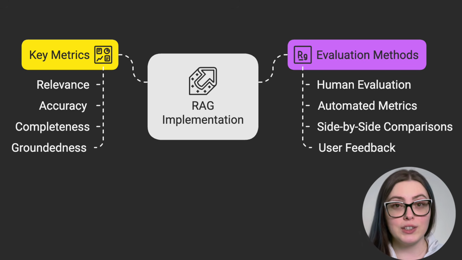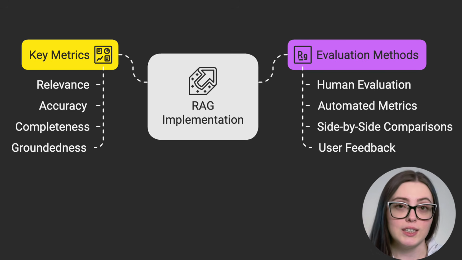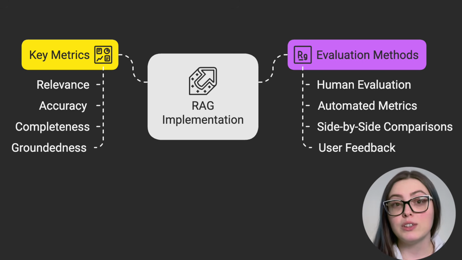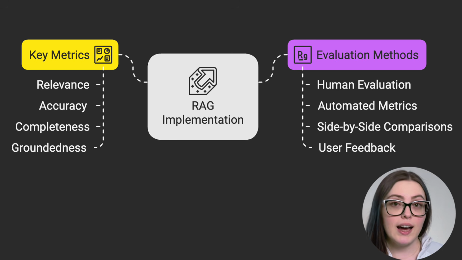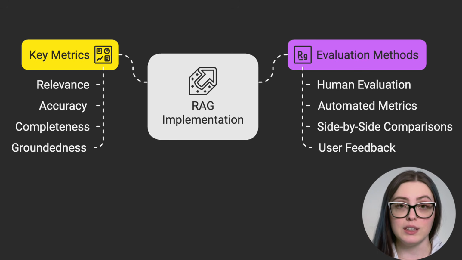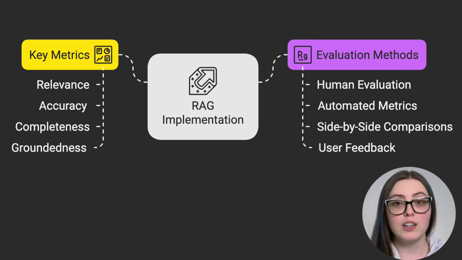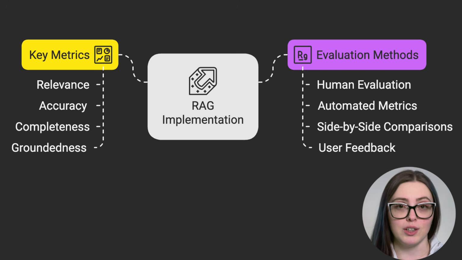To verify efficiency, there are several options for evaluation metrics. Human evaluation is for subjective quality assessment. Automated metrics like ROUGE or BLEU, bilingual evaluation understudy, or custom relevance scores. Side-by-side comparisons with baseline systems, and of course, tracking of user feedback and satisfaction.